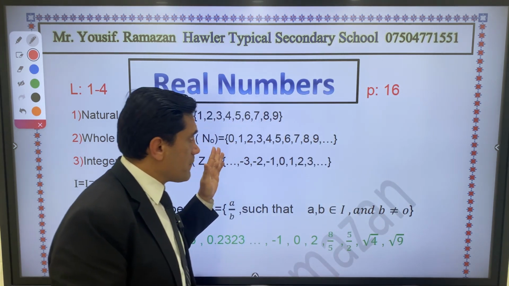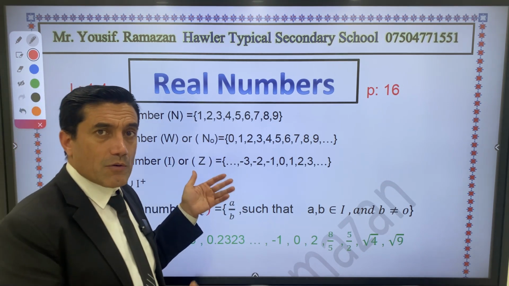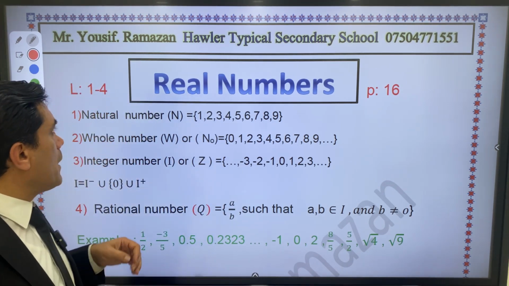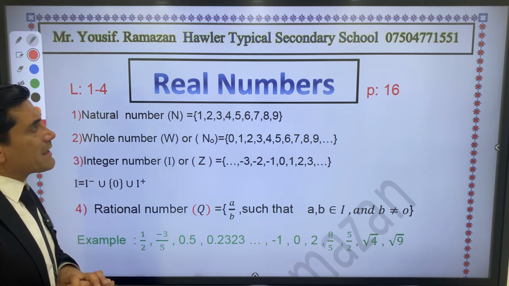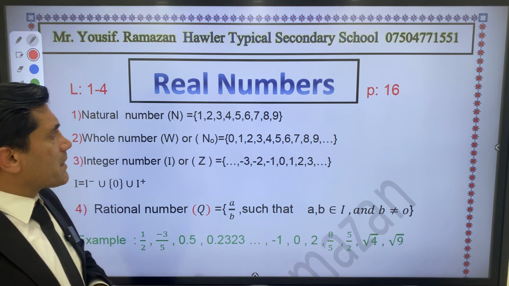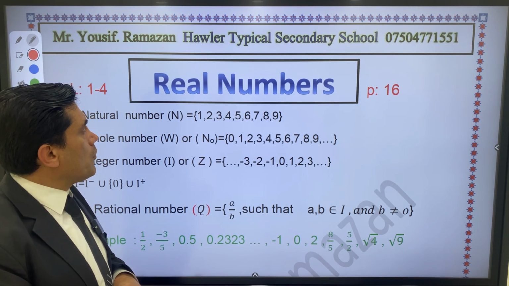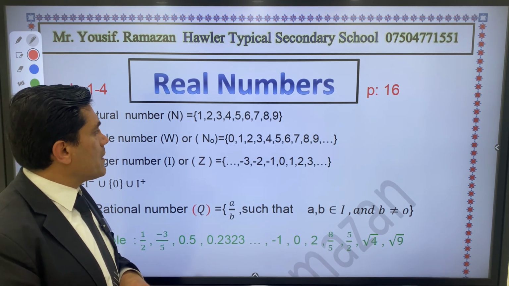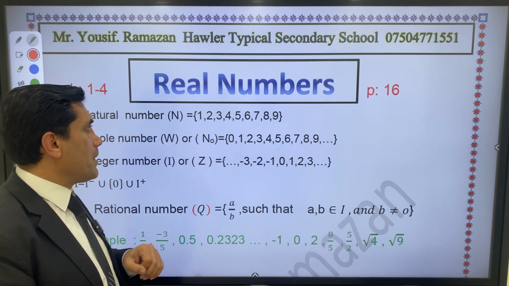Today, inshallah, we will talk about lesson 4, grade 9 math. Lesson 4 is real numbers. What does real number mean and how do you classify real numbers? How many sets are there of real numbers?